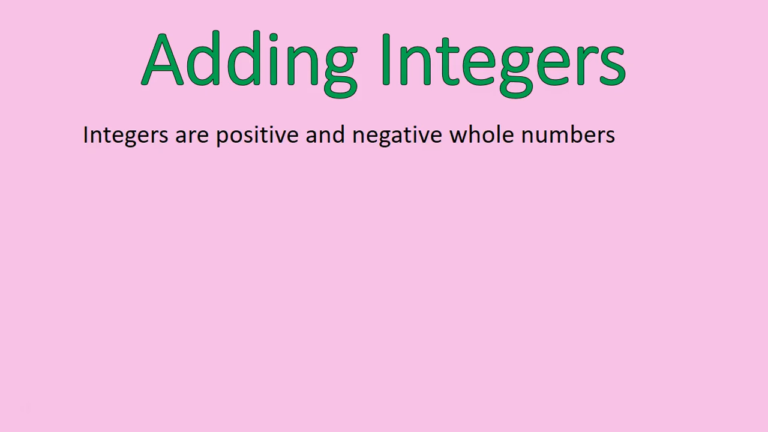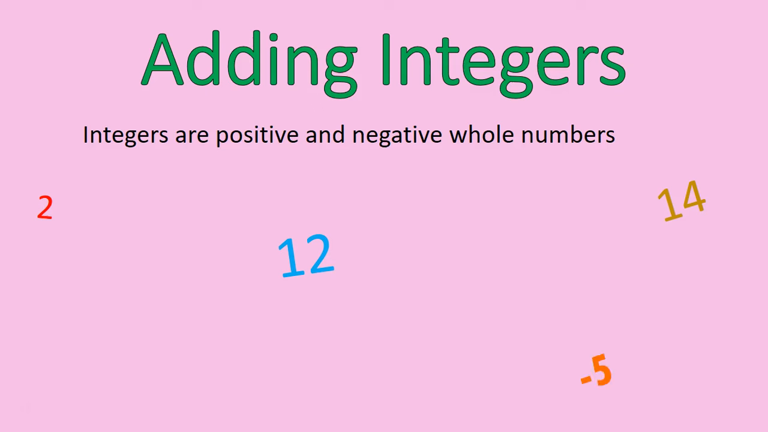With adding integers, first of all, we need to know what an integer is. Integers are positive and negative whole numbers. So some examples would be 2. 2 is a positive number. Wonderful. 12 is a positive number. 14 is a positive number. These are examples of integers, the numbers that you've worked with since you were first learning numbers.